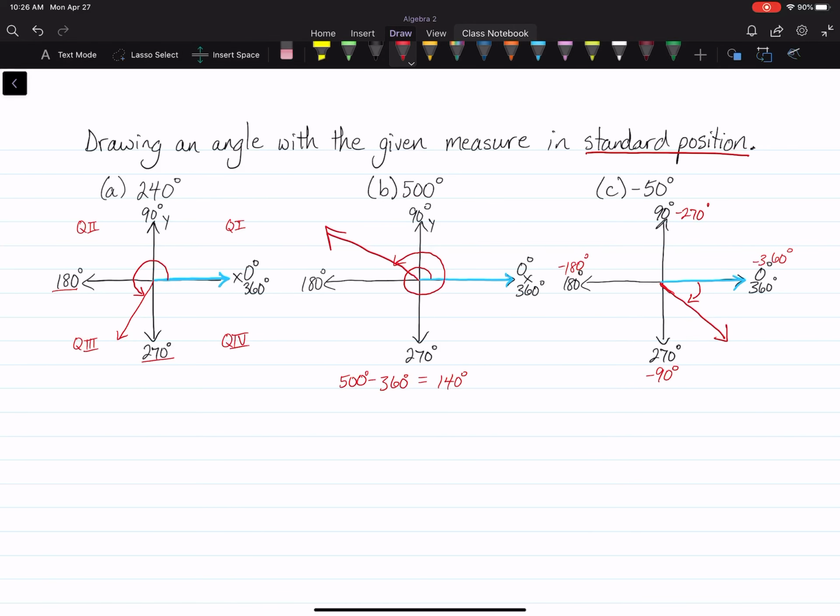Basically all you've got to remember is, hey, I'm always going to let my initial side be the positive x-axis. I'm always going to start my angle at the origin and draw it from there in whichever quadrant it goes.